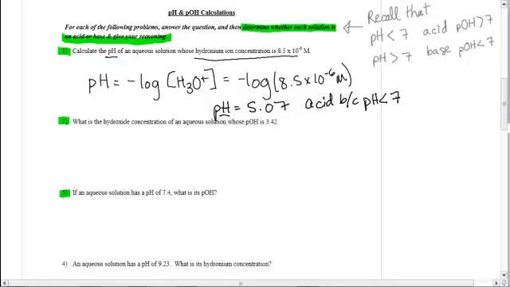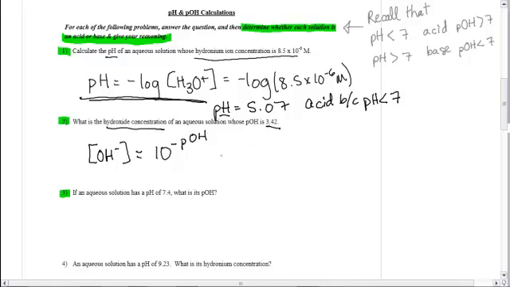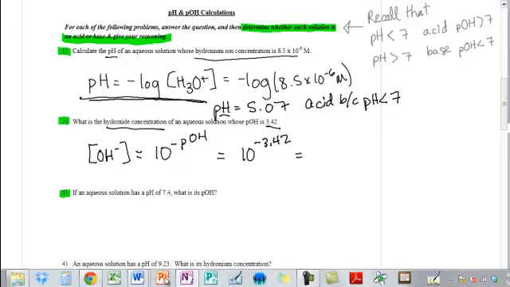The next problem, we're looking for the hydroxide concentration. And so we are using the inverse of this equation, with OH instead of H or H3O+. So we have OH minus equals 10 to the negative pOH. They give us the pOH, so we say 10 to the negative 3.42 will be our hydroxide ion concentration. So we go to plug that in the calculator.